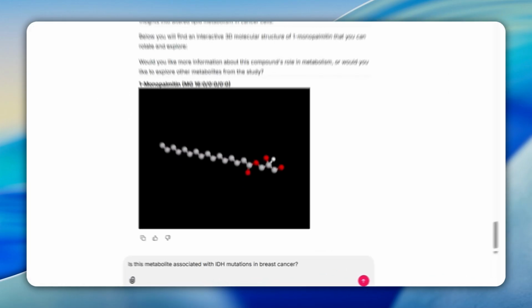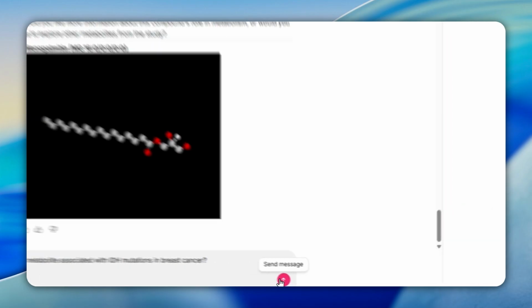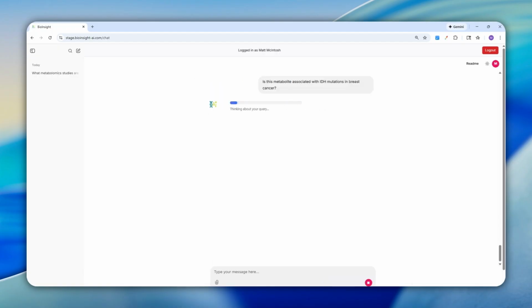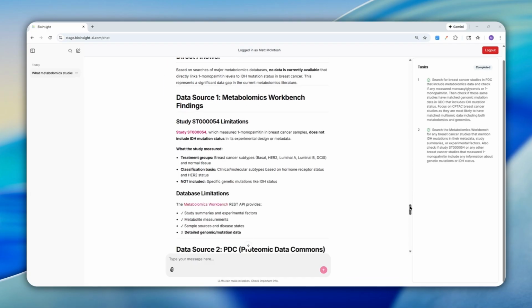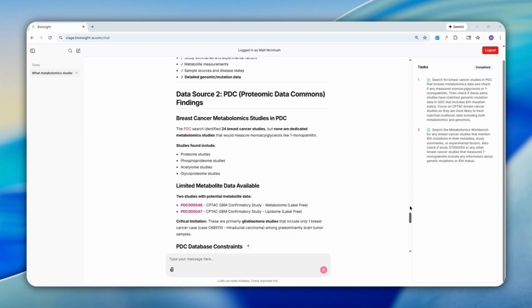I then ask, is this metabolite associated with IDH mutations in breast cancer? Here, BioInsight combines workbench data with external biochemical knowledge. It can retrieve structure information, known biochemical roles, and reported associations with cancer mutations such as IDH, even if the evidence is limited or indirect.